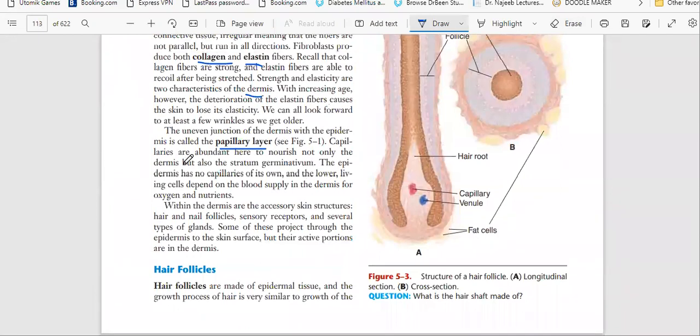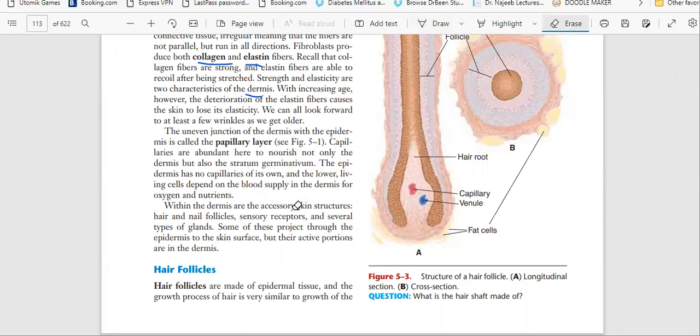Capillaries are abundant here to nourish not only the dermis but also the stratum germinativum. The epidermis has no capillaries of its own. We know that the epidermis doesn't have capillaries, so it is supplied with the help of the dermis. The epidermis and the lower living cells depend on the blood vessels in the dermis for oxygen and nutrition. How will the epidermis get oxygen and nutrition? With the help of the dermis. We have to remember that.